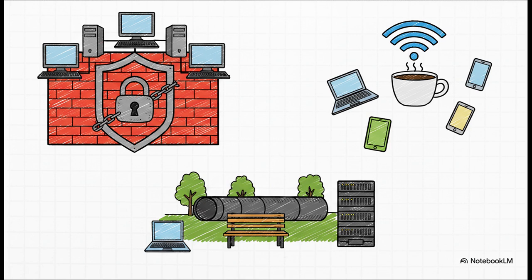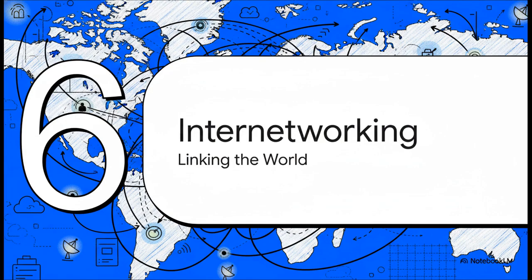A VPN uses the dangerous, open roads of public infrastructure, but it wraps your data up in a highly secure, encrypted tunnel. It basically allows you to behave completely privately while standing right in the middle of a public digital space. Finally, zooming all the way out for Section 6, the power of internetworking.